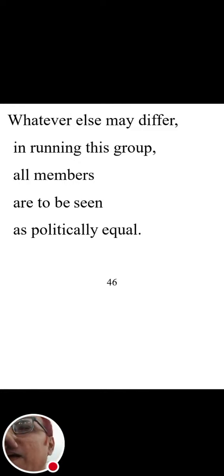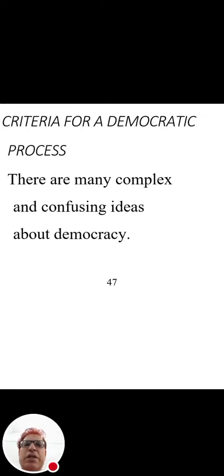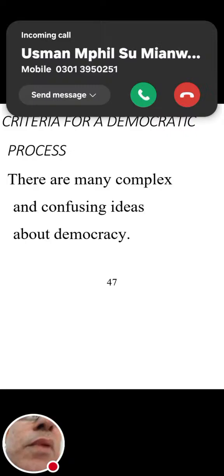Fine. So today, the next part of our discussion is criteria for a democratic process. Robert Dahl discusses criteria for a democratic process.